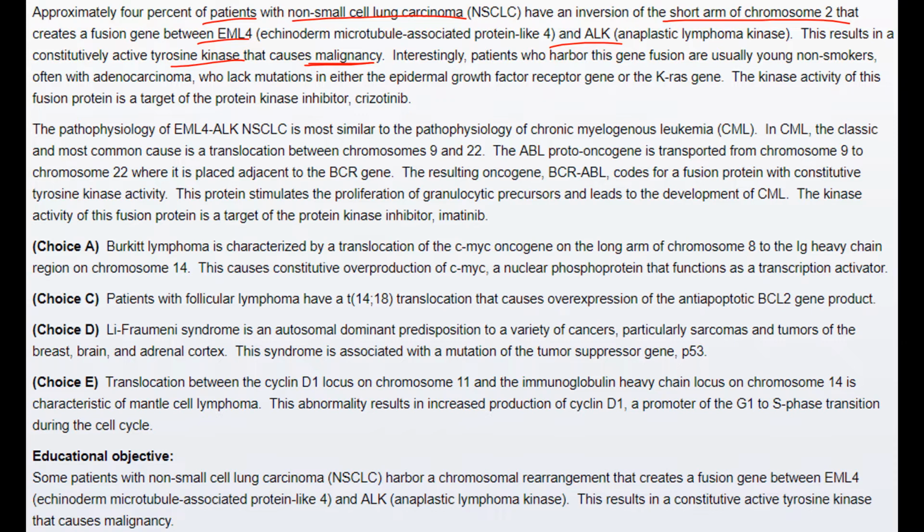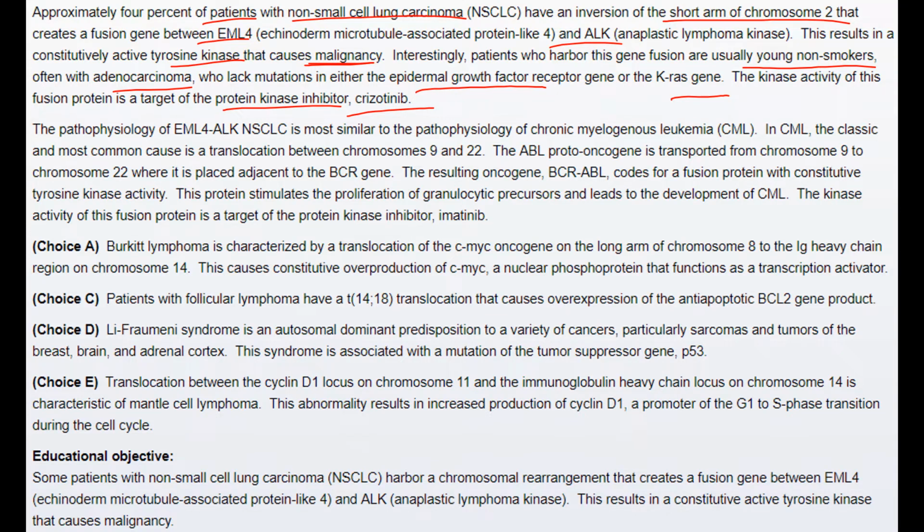Interestingly, patients who harbor this gene fusion are usually young non-smokers, often with adenocarcinoma, who lack mutations in either the epidermal growth factor receptor gene or the KRAS gene. The kinase activity of this fusion protein is a target of protein kinase inhibitors like crizotinib.